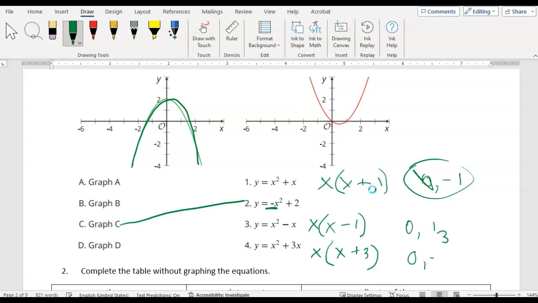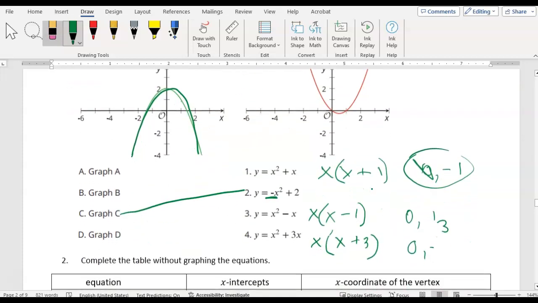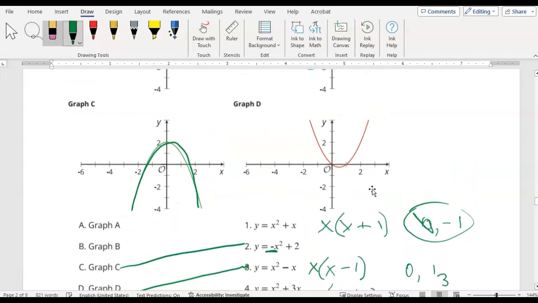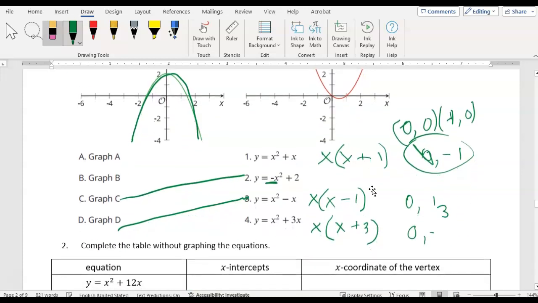But you'll notice then that the only one that has a positive x-intercept is number 3, and the only place we see that on the graph is graph D. So let me rewrite this: 0, 0, negative 1, 0. Now that my computer's not frozen anymore.